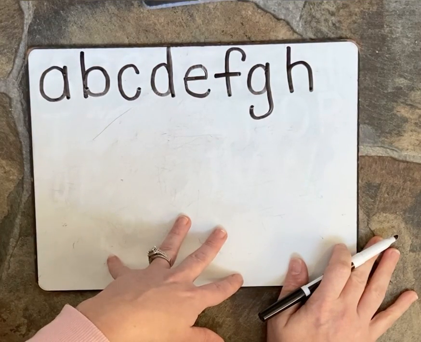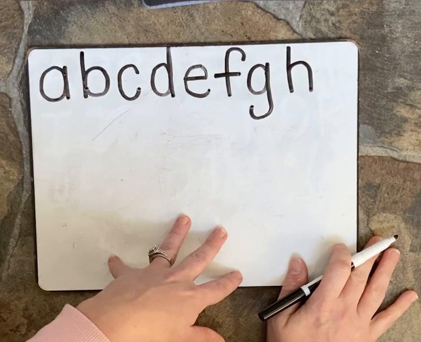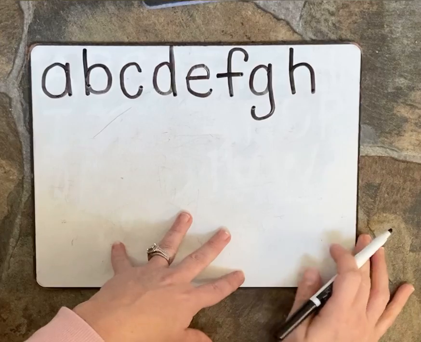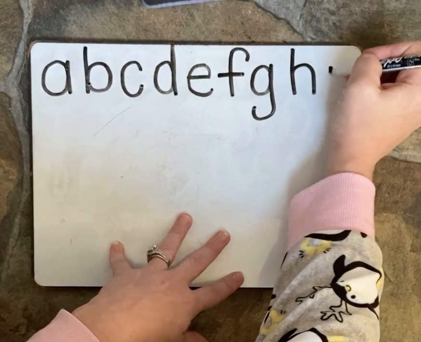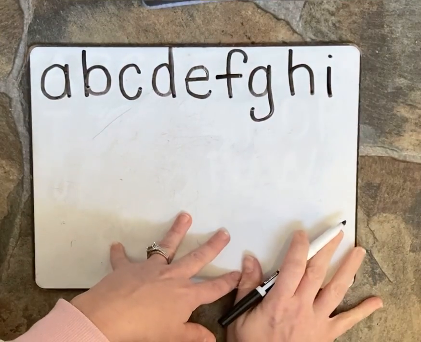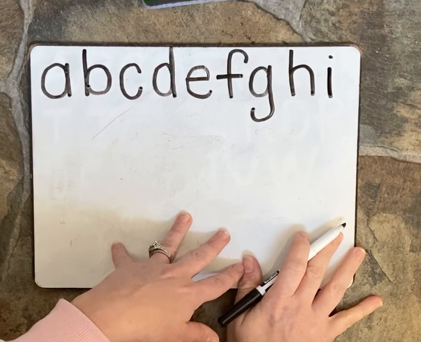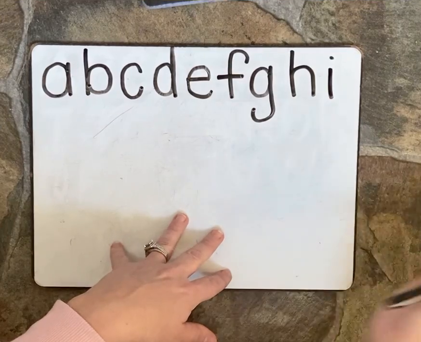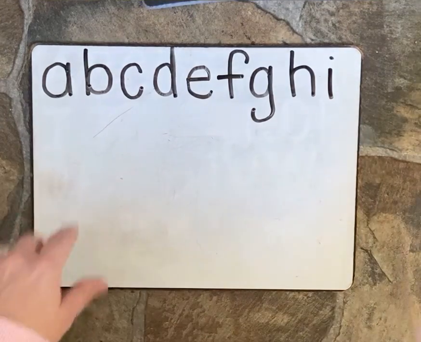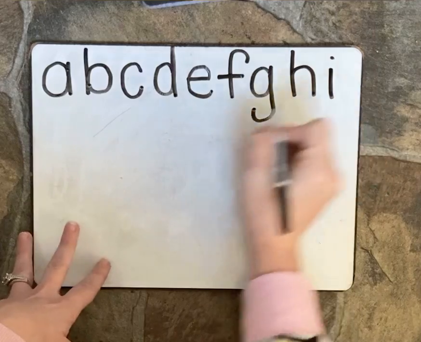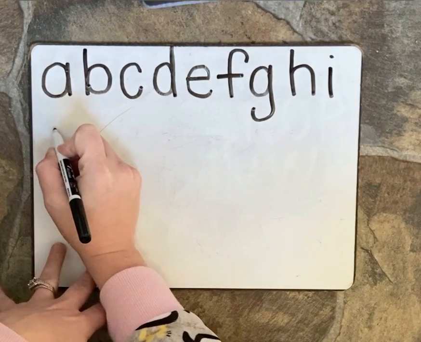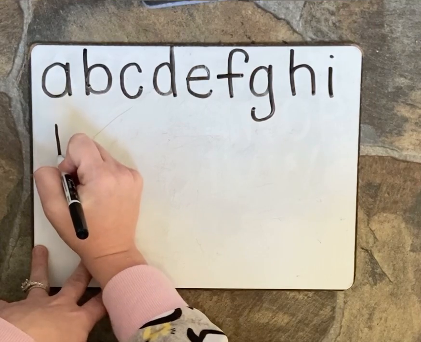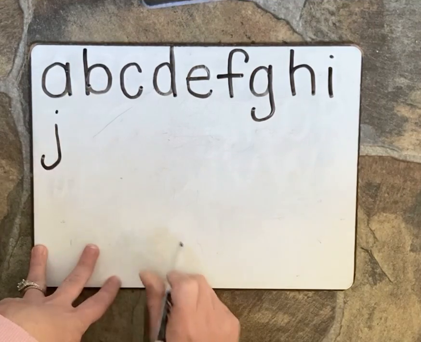All right, what comes after the H? The letter I. I is a fun one too, and it's a pretty easy one to remember. Lowercase I is just a straight line down and dot. All right, what comes after I? The letter J. So if you can do the lowercase I, you can do the lowercase j. You start here. You're going to go down, curve, dot.